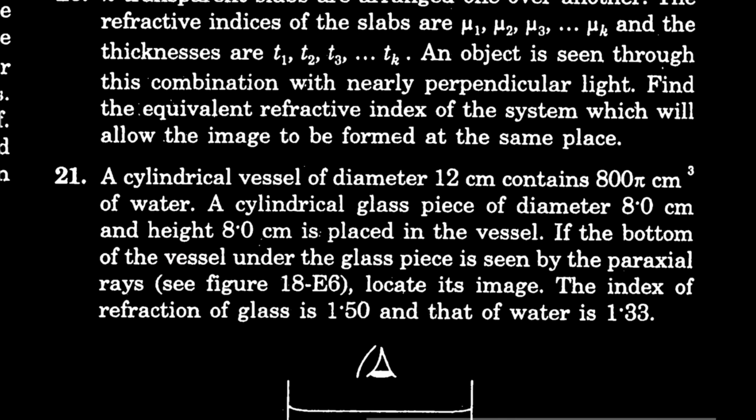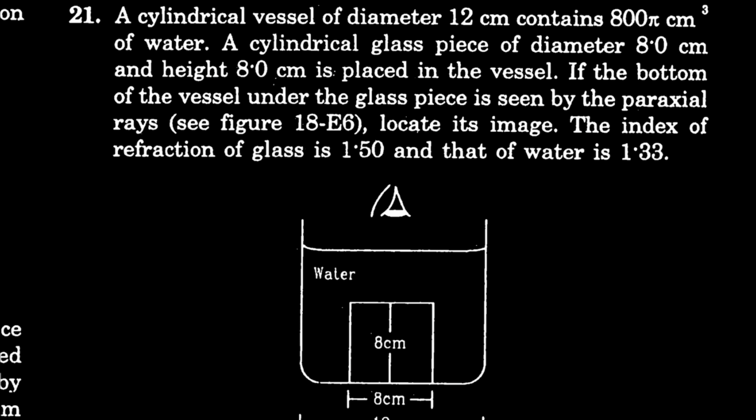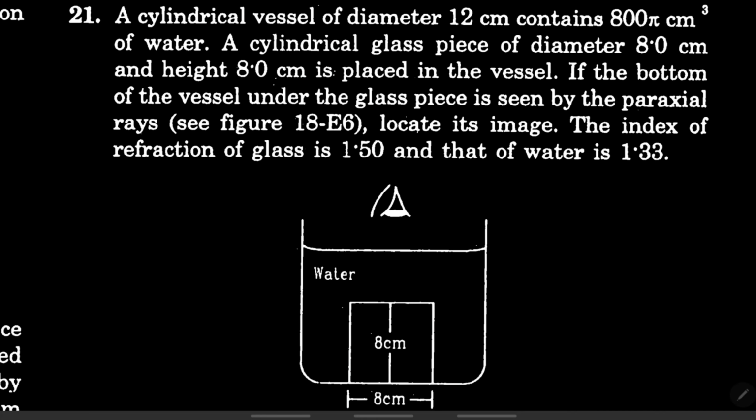In question 21, a cylindrical vessel of diameter 12 cm is there. We need to find the index of... if the bottom of the vessel under glass is seen by the paraxial rays, we need to locate the image. Solution 21.